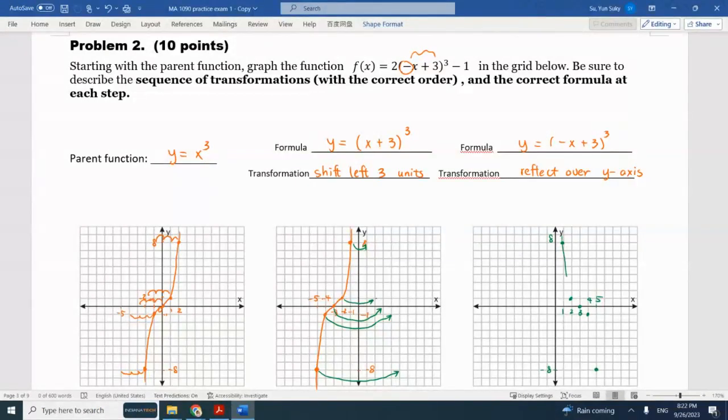And then we connect all the points smoothly. Okay, this is the picture. So far, so good, everybody. Thank you. Alright, so we keep going.